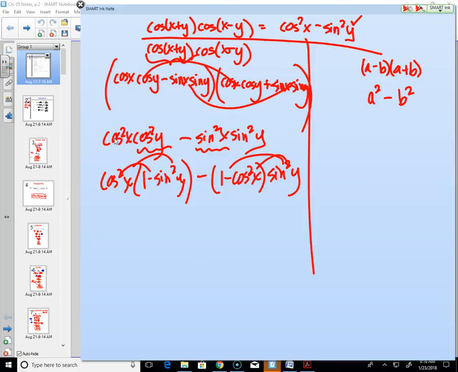Because I have the cosine squared of x minus cosine squared x sine squared y. I'm going to have minus sine squared y and plus cosine squared x sine squared y. Those are going to cancel. I'm done. All right, let's go peek at the 70s real fast.